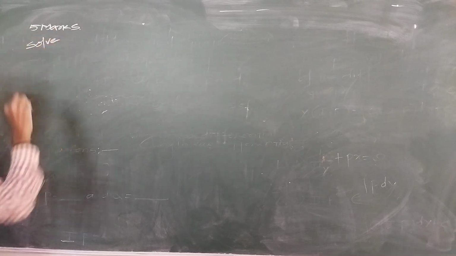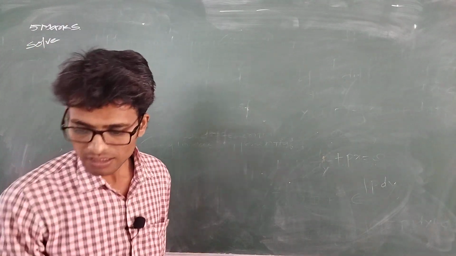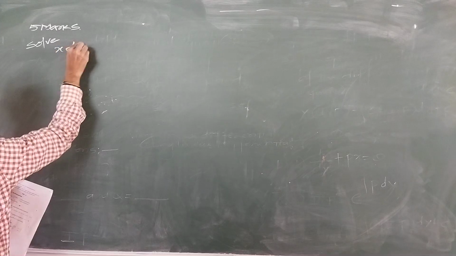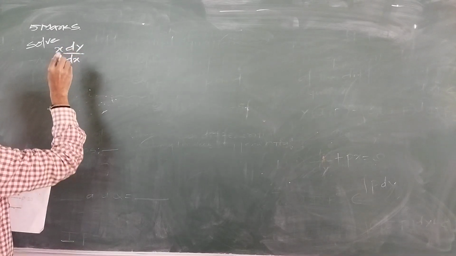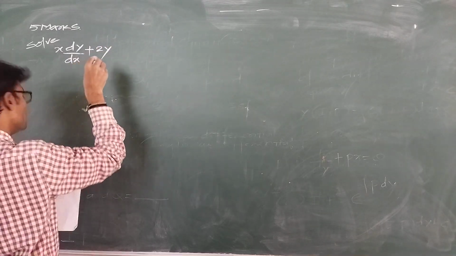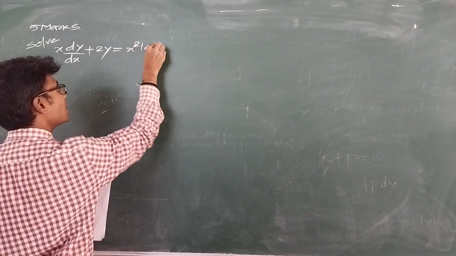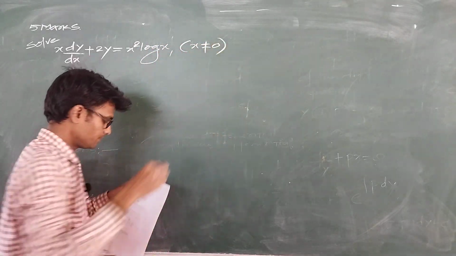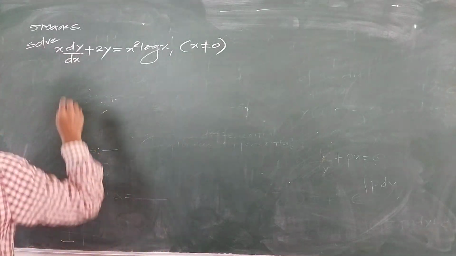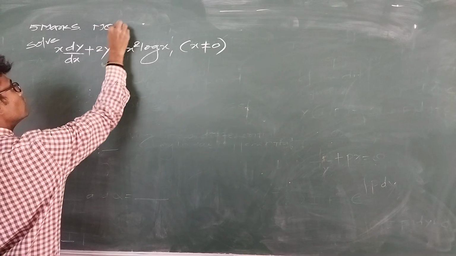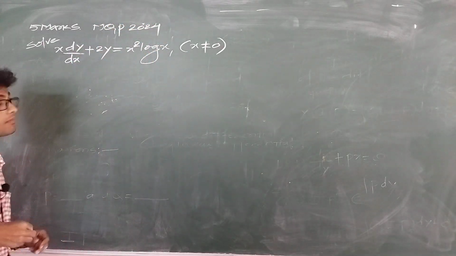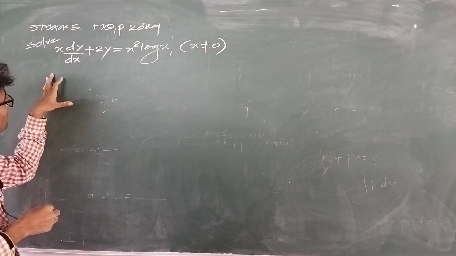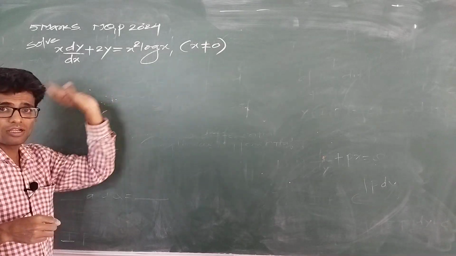Example: solve, or find the general solution of, the differential equation x into dy by dx plus 2y is equal to x square log x, where x is not equal to 0. This is in the model question paper 2024. See the example: find the general solution of the differential equation x into dy by dx plus 2y is equal to x square into log x.